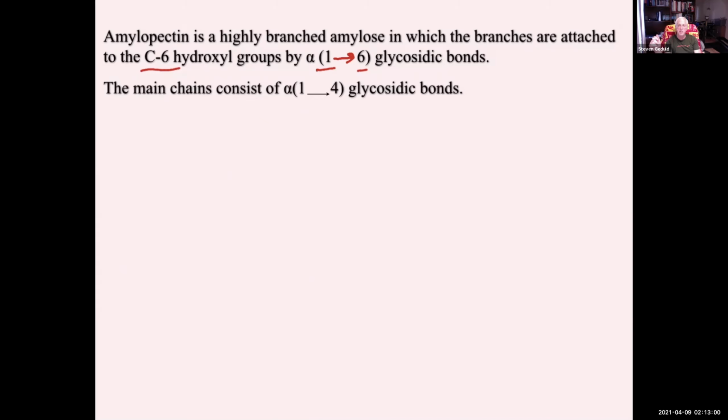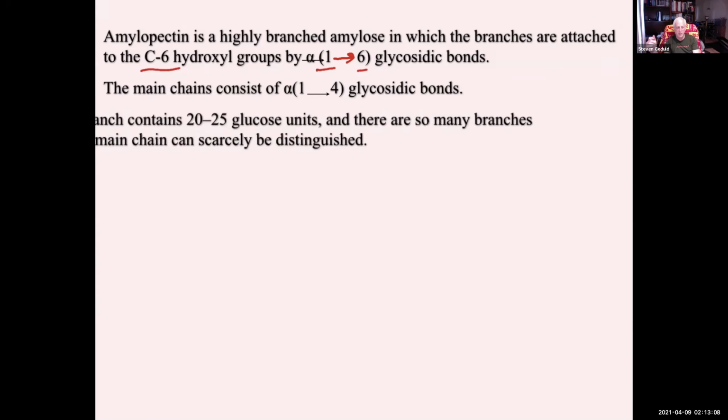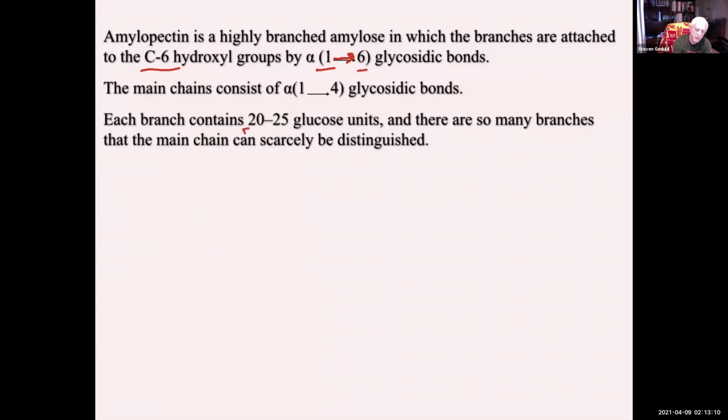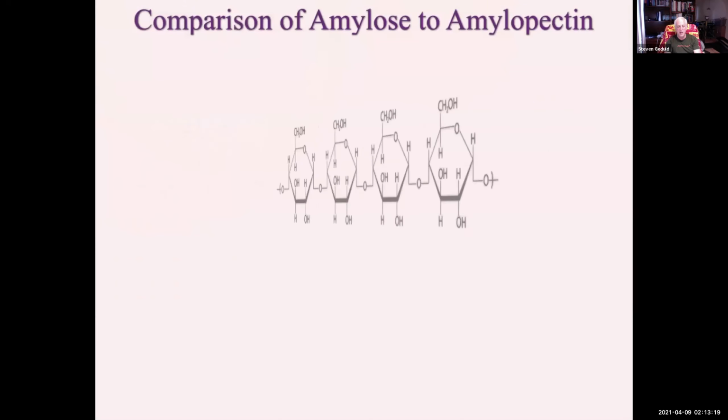You have two types of linkages now, 1,4 and 1,6. The 1,6 linkage causes the branch. 1,4 linkages are linear. Okay, each branch contains up to 20 to 25 glucose units, and there are so many branches the main chain can scarcely be distinguished. The branches are all over the place. Okay, so we compare amylose to amylopectin.